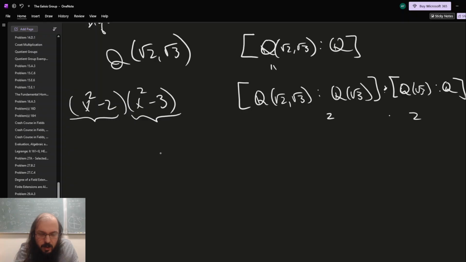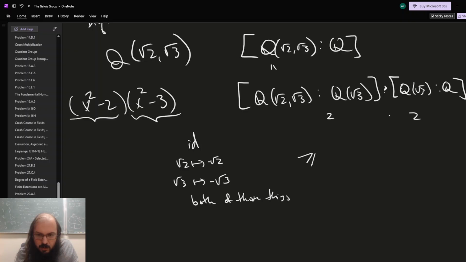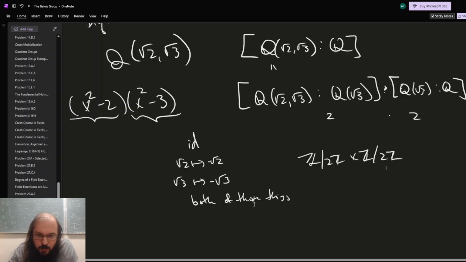So in particular, the 4 automorphisms are given by fixing everything. Square root of 2 goes to minus square root of 2. Square root of 3 goes to minus square root of 3. Oops, sorry, that's square root of minus 3, which is not the same thing. Minus square root of 3. And then both of those. And we see that this group is therefore isomorphic to Z mod 2 cross Z mod 2.